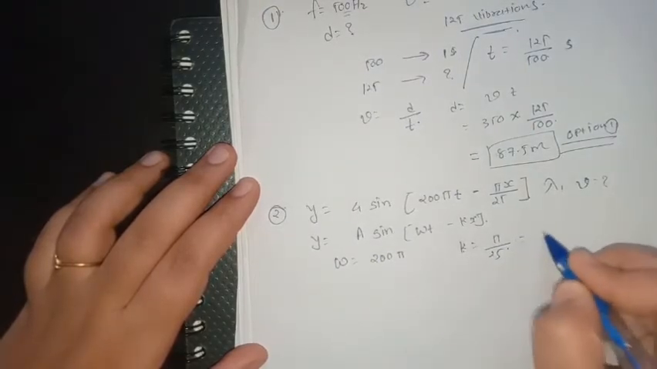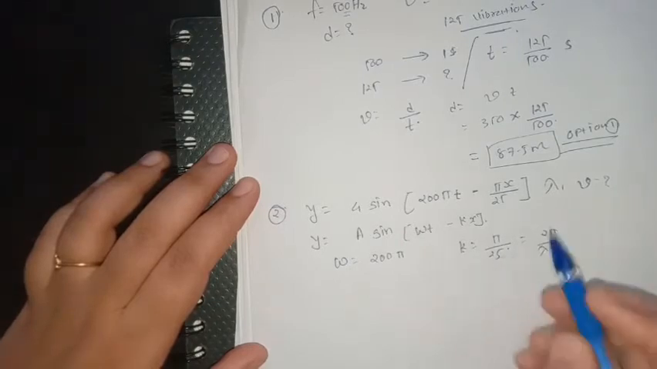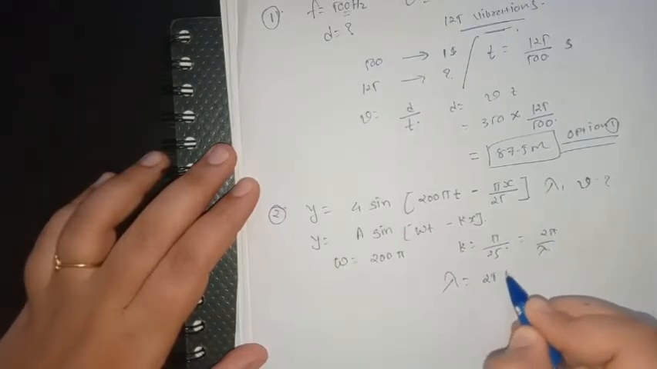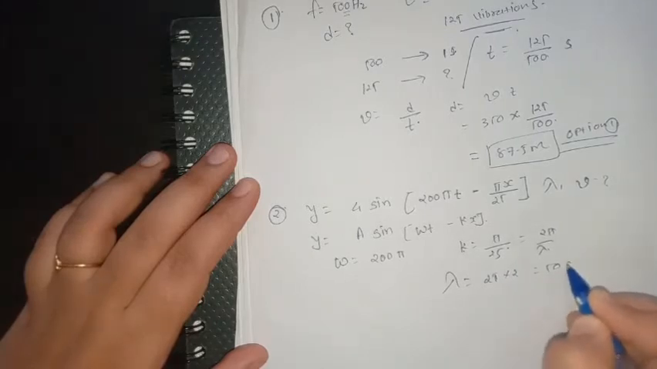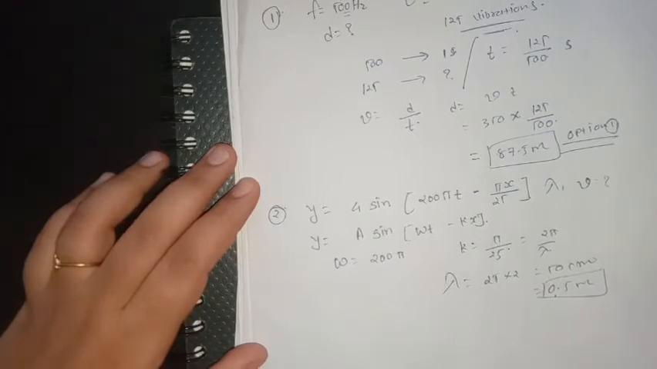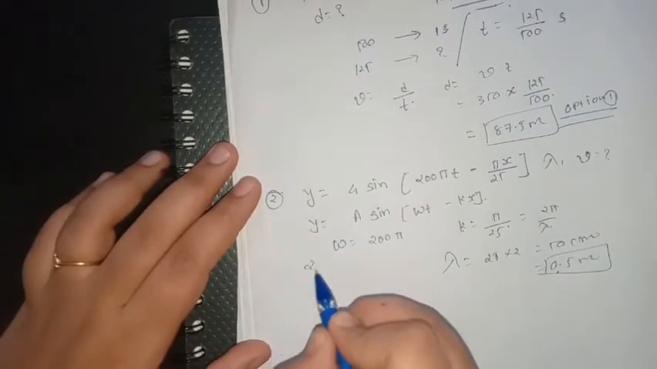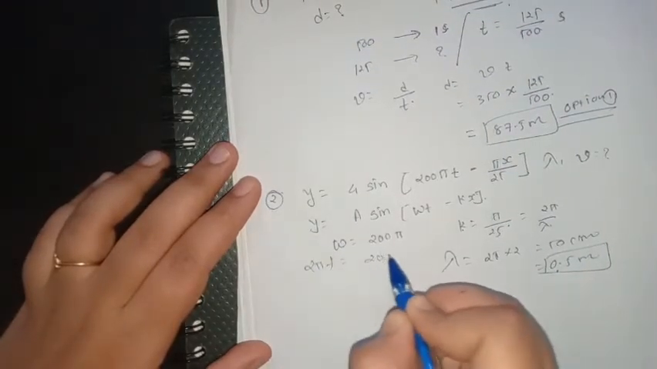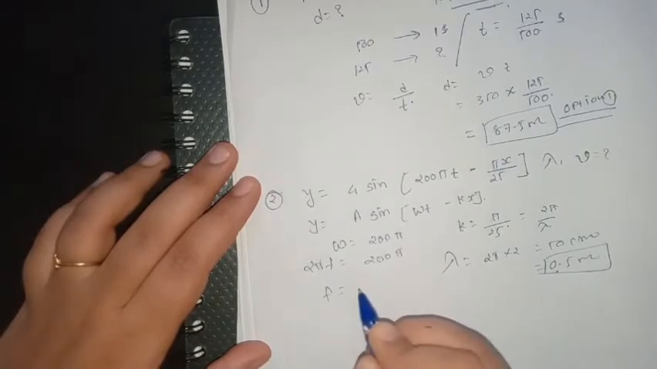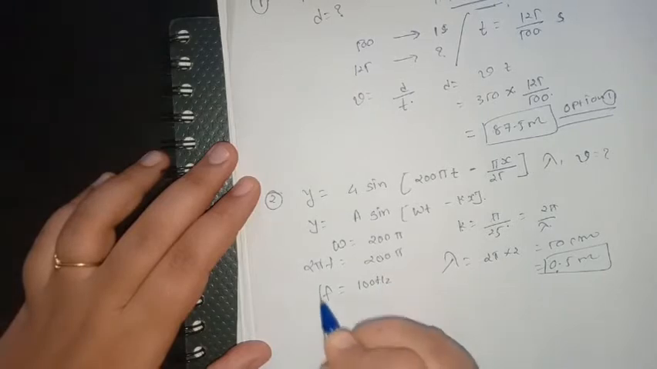But k can be written as 2 pi by lambda. So pi will get cancelled out and lambda will be 25 into 2, that will be 50 centimeter, so 0.5 meter. Now omega can be written as 2 pi f equals 200 pi. This pi will get cancelled out, so f will be 100 Hz.